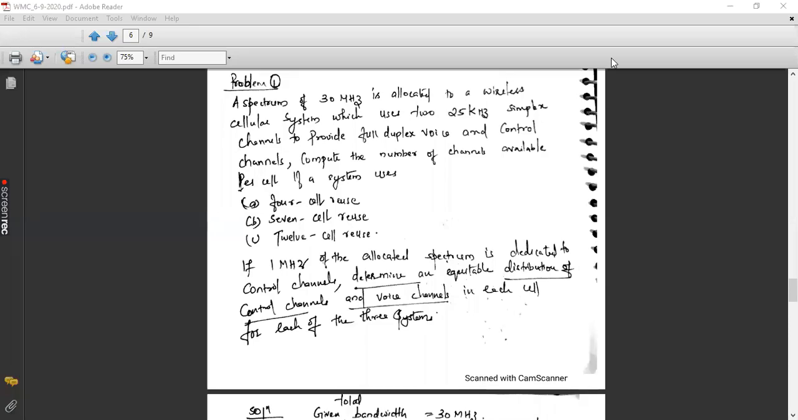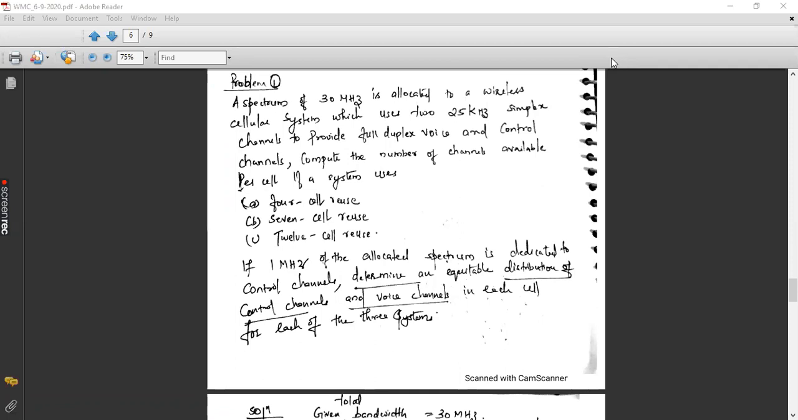So you need to allocate this spectrum to the available cellular system. Okay, and you are making use of a 25 kilohertz simplex channel. 25 kilohertz simplex channel means correspondingly it is 50 kilohertz duplex channel, isn't it? If we are writing in terms of duplex channel, the entire bandwidth will be 25 into 2. So totally 50 kilohertz duplex channels is to be assigned to one cell.